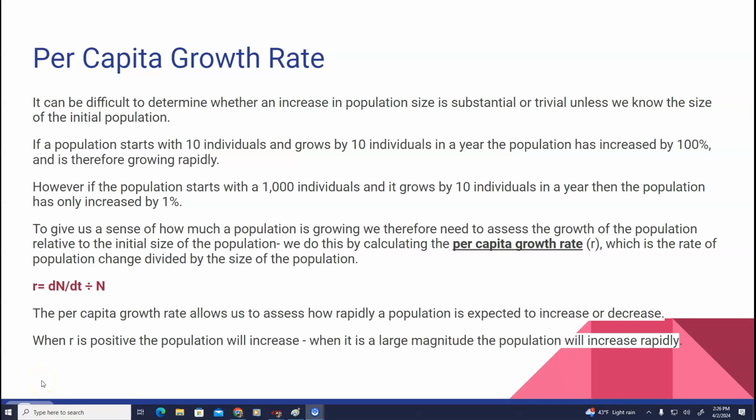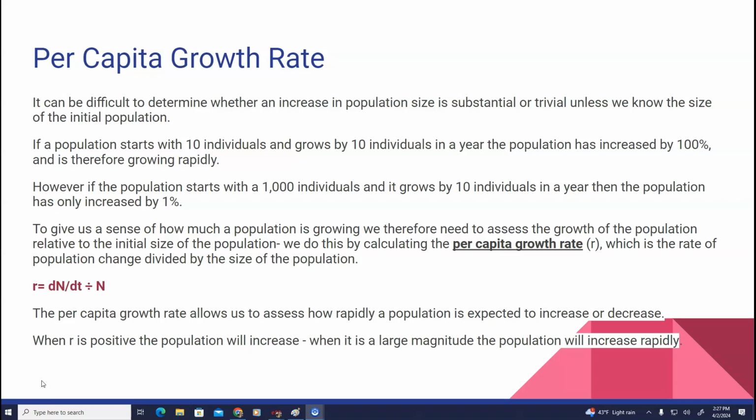So essentially, we can calculate the change in population over time, but it can be difficult to determine whether an increase or a decrease in population is substantial or trivial. We really need to know the size of the initial population. So if a population starts with 10 individuals and grows by 10 individuals in a year, it's increased by 100% and is therefore growing rapidly.